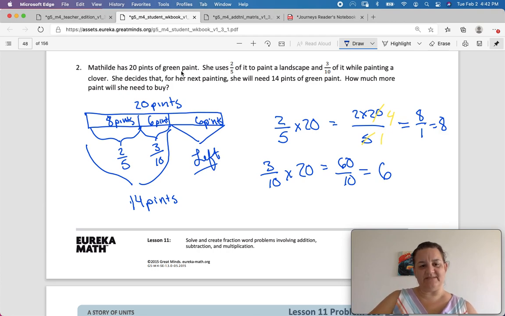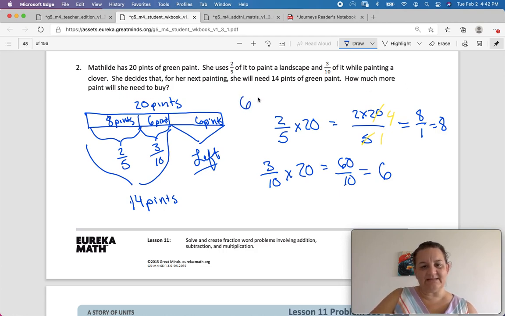Matilda has 20 pints of green paint. She uses 2/5 of it for a landscape and 3/10 of it for a clover. She decides that for her next painting, she will need 14 pints of green paint. Okay, and she has 6. How much more paint will she need to buy?